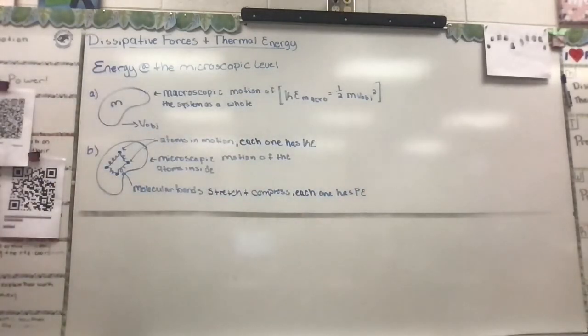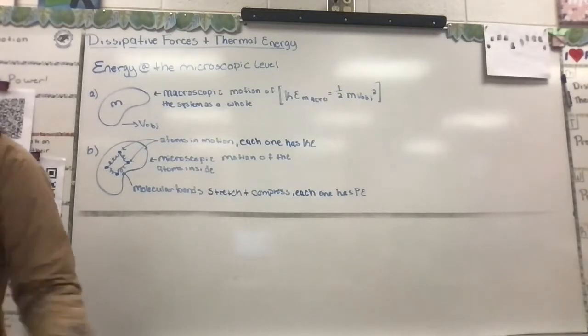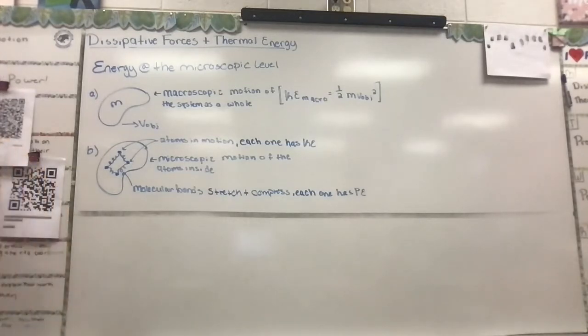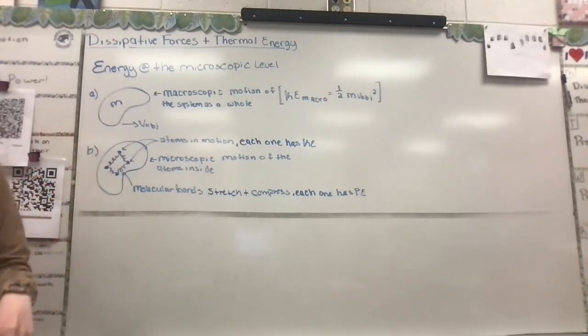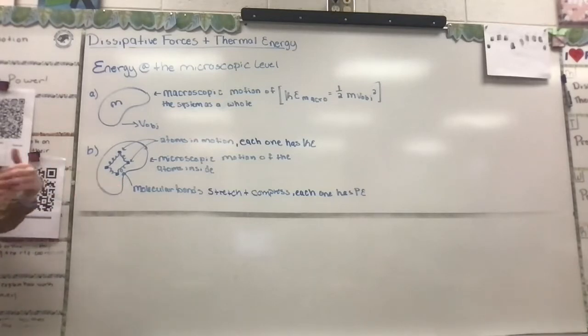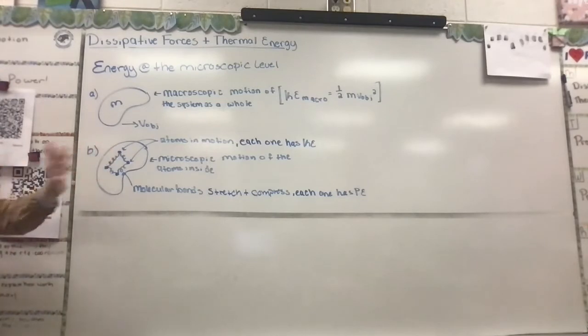Okay? So while you're writing this down, I'll talk about it a little more. The atoms in here are basically jiggling, right? You've talked about atom movement in chemistry, correct? Yeah, okay. So each of them has kinetic energy, and as they move, the molecular bonds are going to stretch and compress. Like I said, the molecular bonds are just going to act like springs between the atoms. Did you talk about that at all in chemistry, that they're like springs?